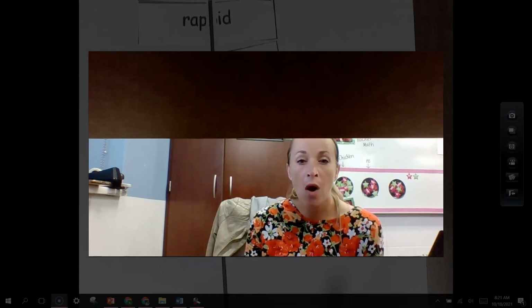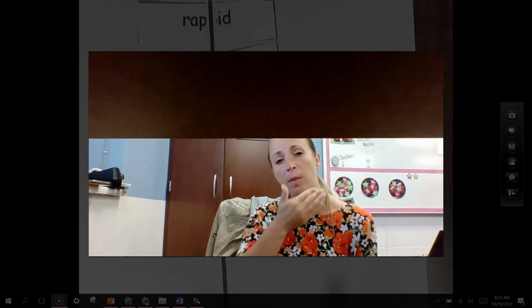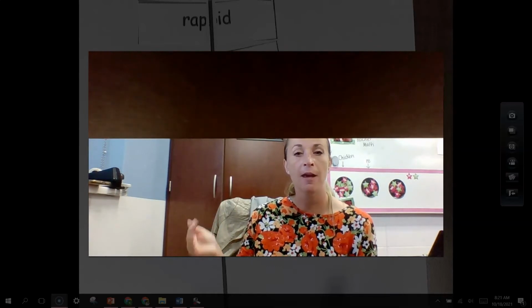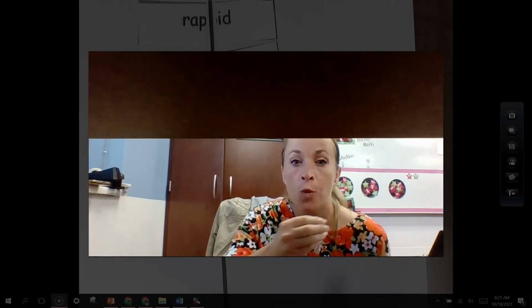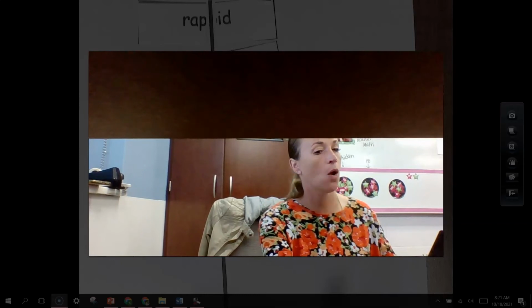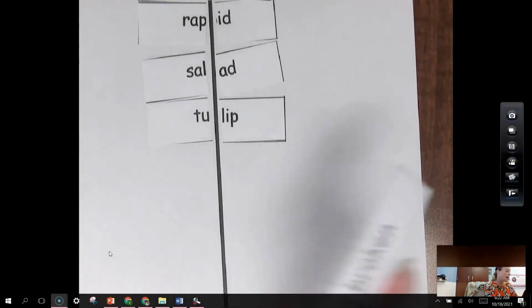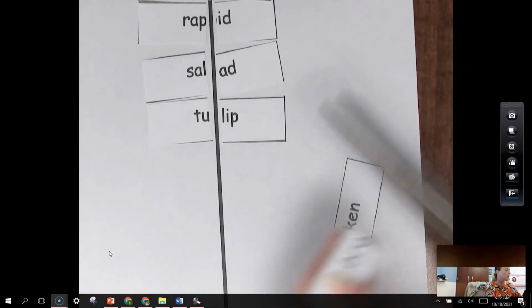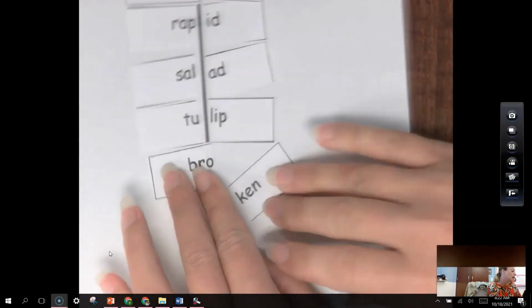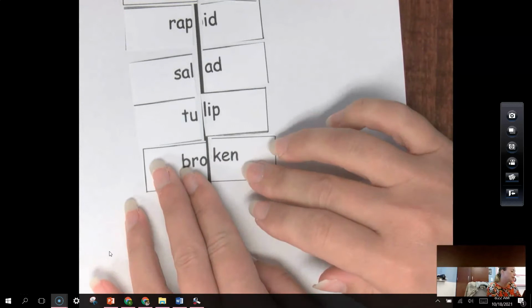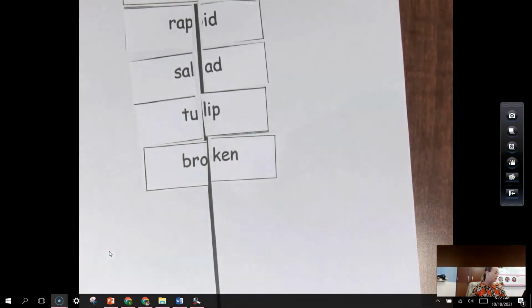Broken. What were we holding out there? If you said the O, you are right. Broken. So where are we going to split that word? If you said between the O and the K, you are correct. So if it's a long vowel, we split it right by the vowel. If it's a short vowel, we do not split it right by the vowel. Okay? Glue that on, and when you're ready, press play.